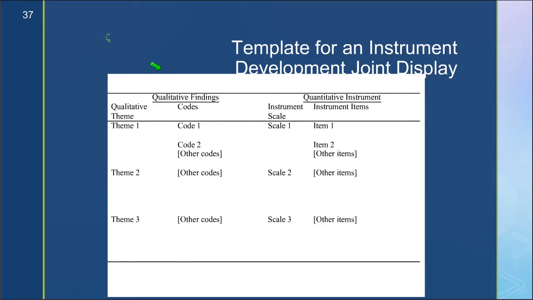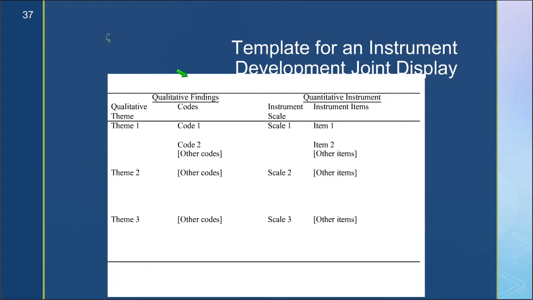What's really important in exploratory sequential studies for instrument development is that we're using those qualitative findings in a systematic way to inform the instrument, whether we're developing one from scratch or adapting one to ensure that it's culturally relevant for our setting. But if we're not taking advantage of those findings, we're really not taking advantage of mixed methods.